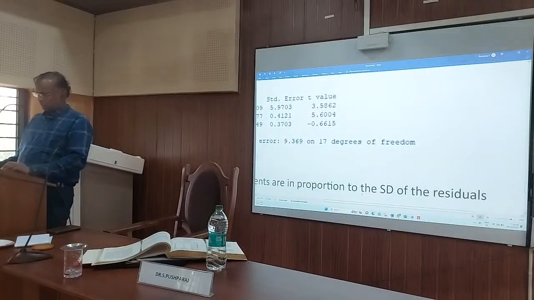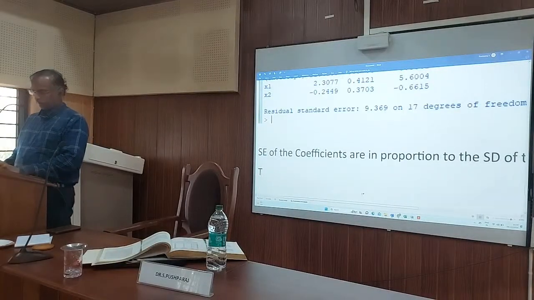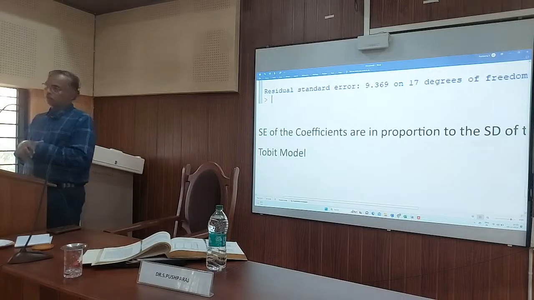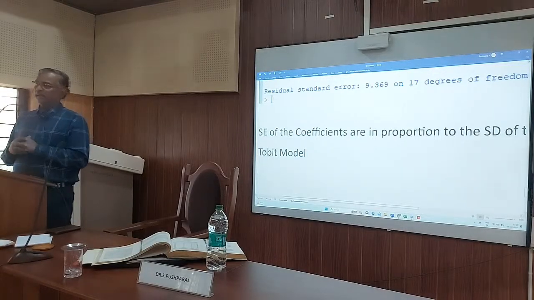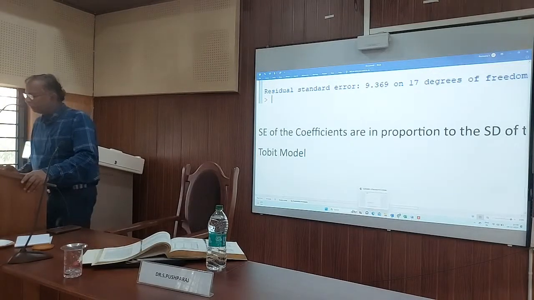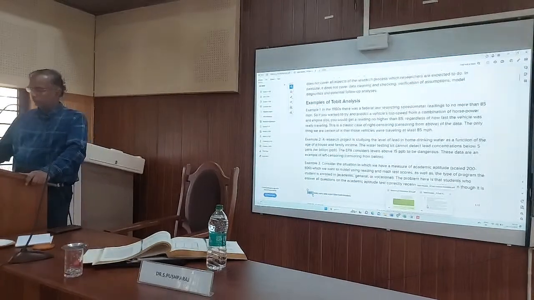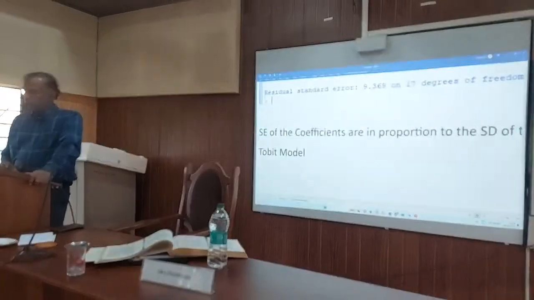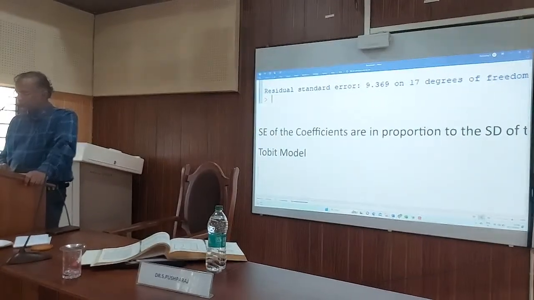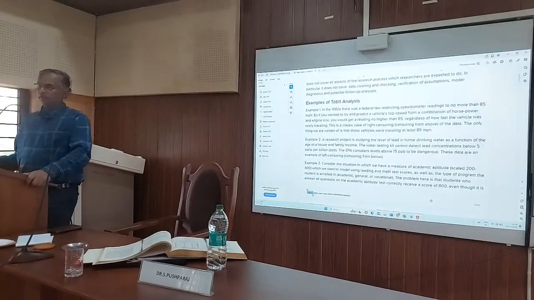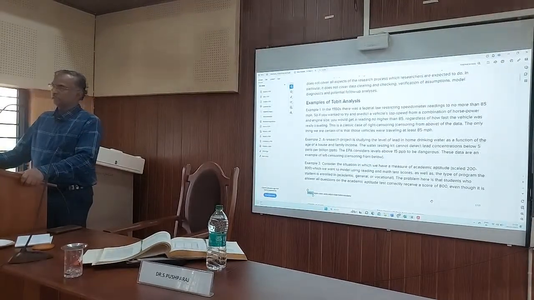Okay, what is this Tobit model? It's a censored model. They have explained one good instance where a censored model can be applied. As I told you, there are two types of models with limited dependent variables. One is the censored model, the other one is truncated models.